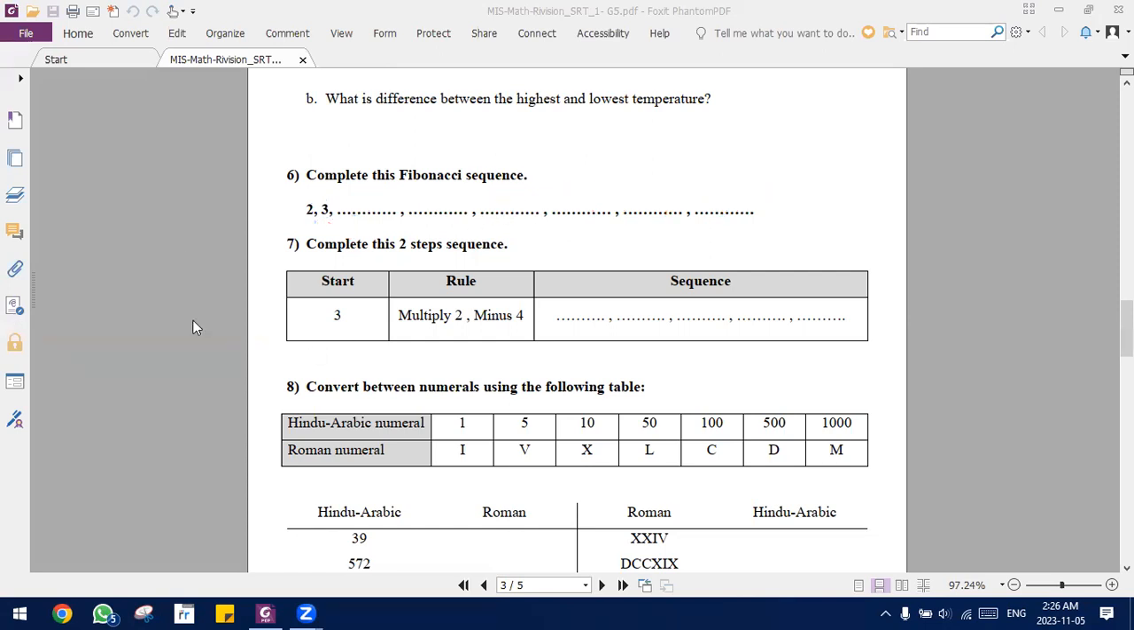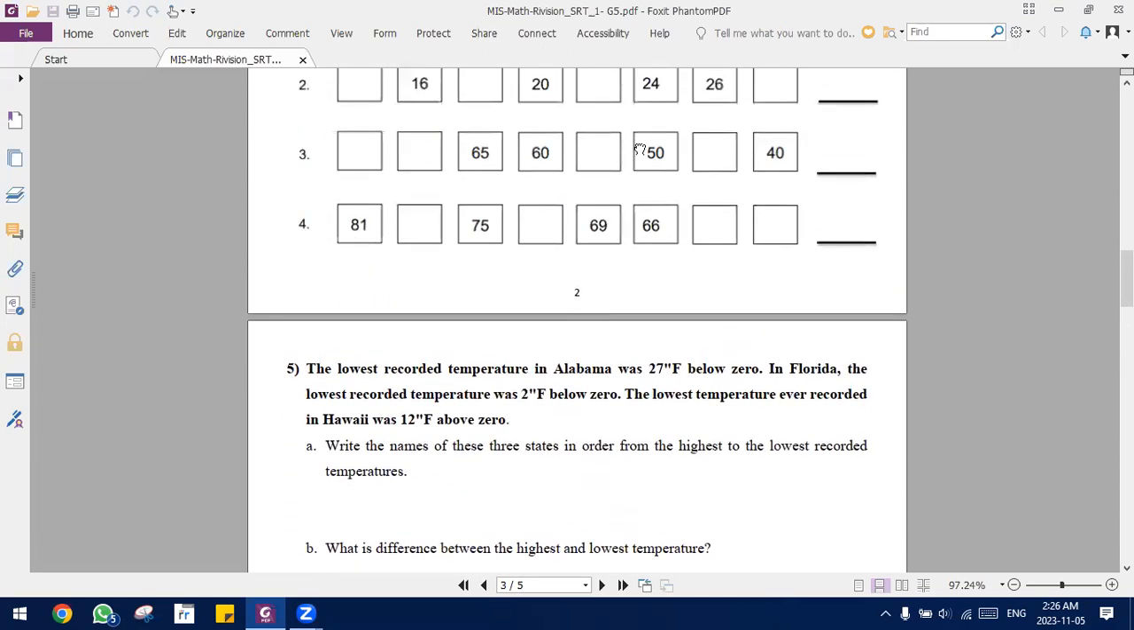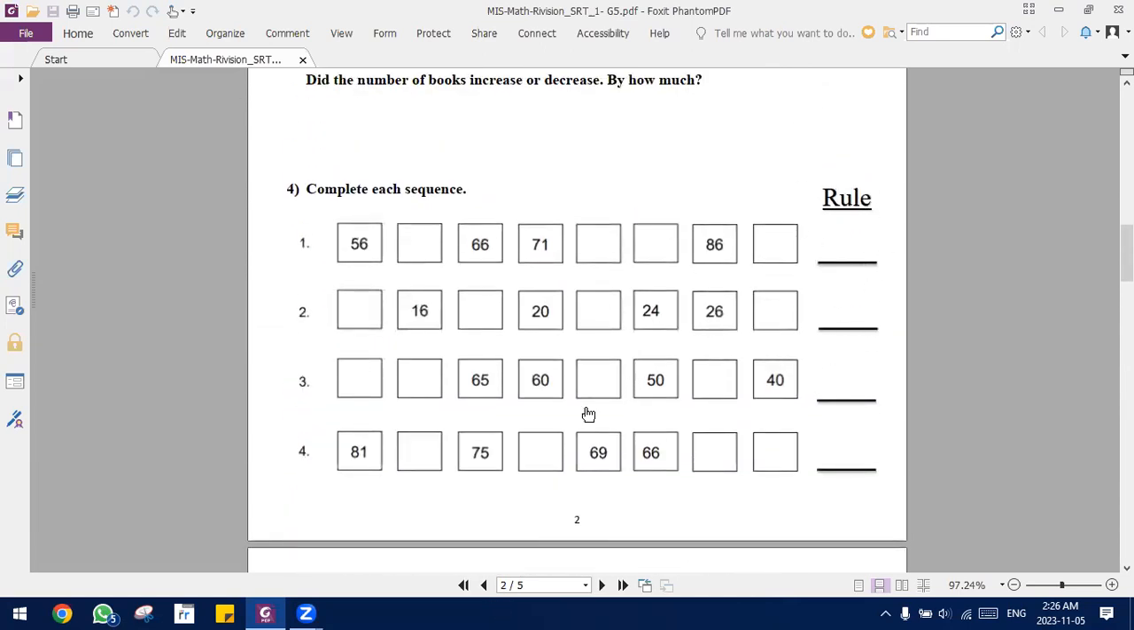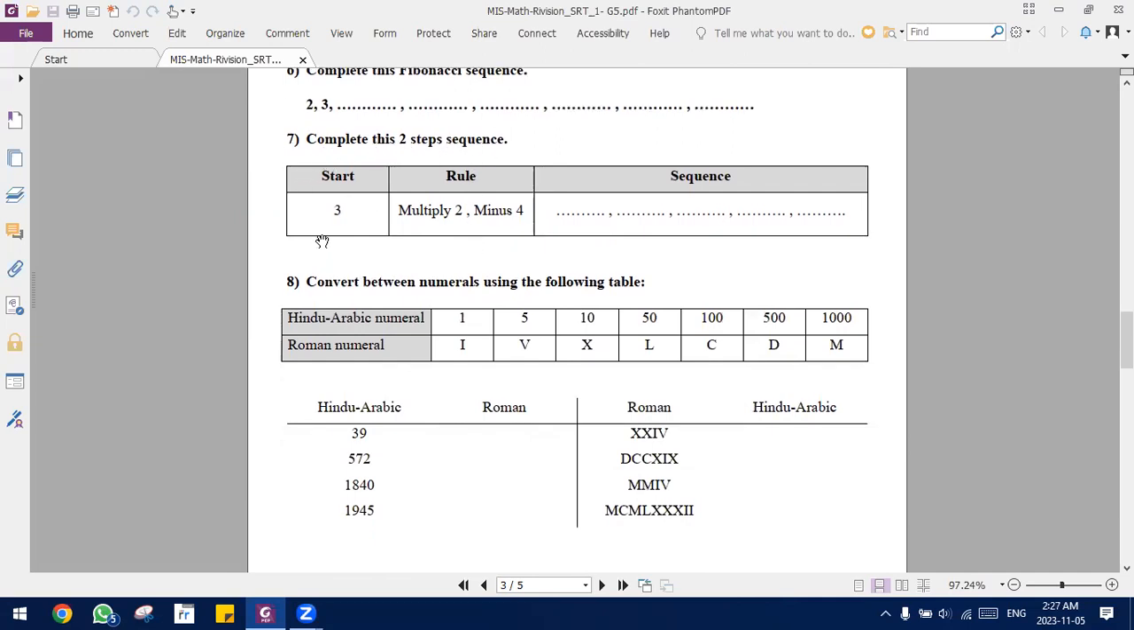Now, question 7. Complete this two-step sequence. This is not a normal sequence like here. Here, the rule was only one step. Now, sometimes you might have a two-step sequence. So at least we should know the starting point, which is a 3.